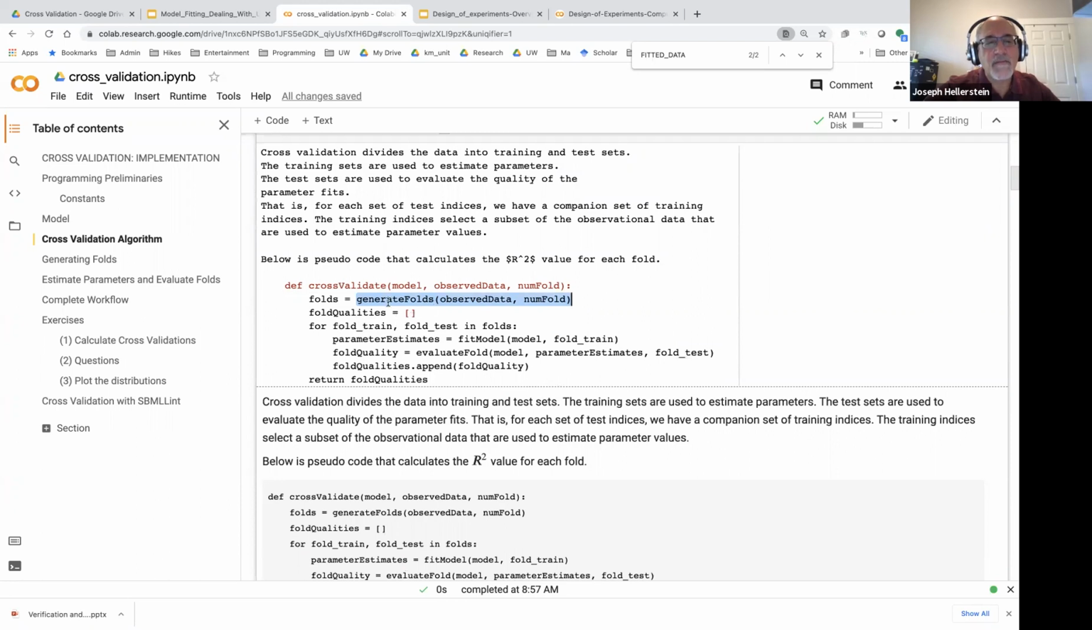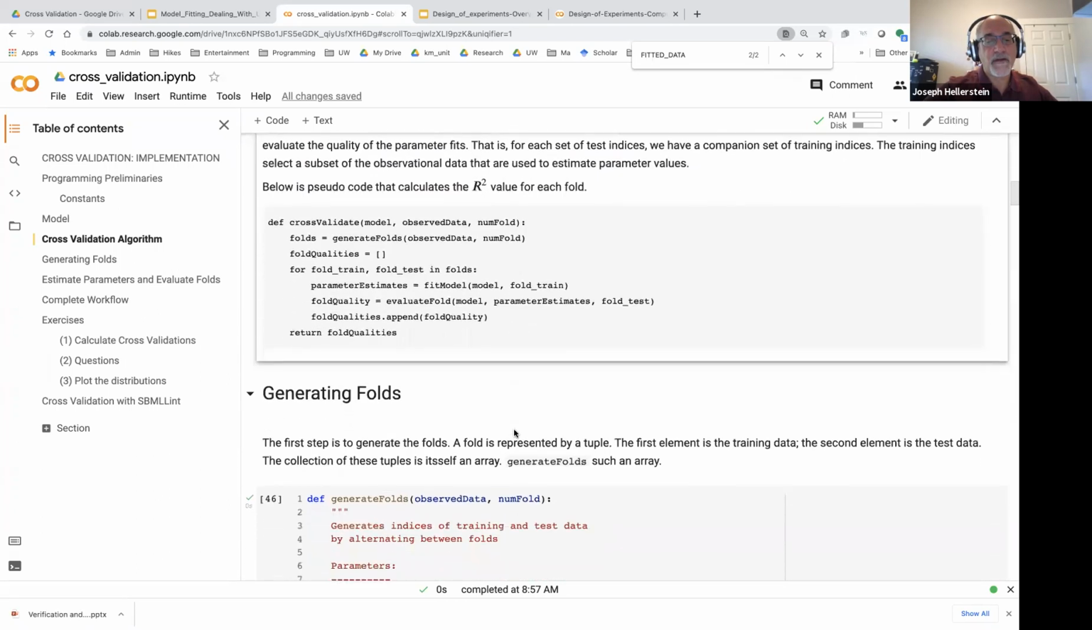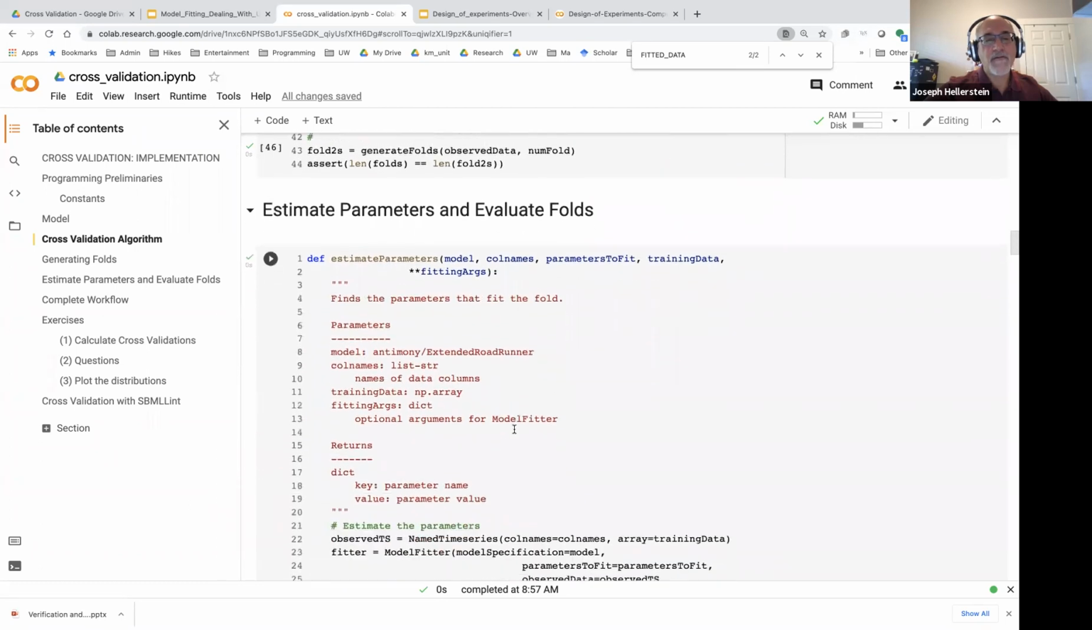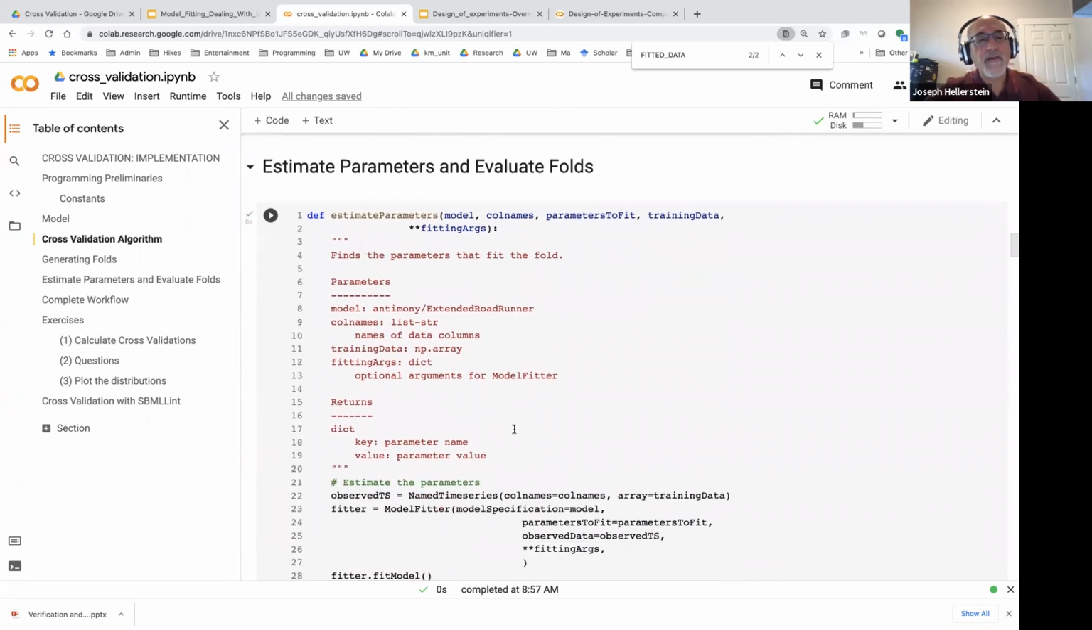And then what we're doing here is the iteration across the fold. A fold is a tuple consisting of an array of train and an array of test. So that gets pretty straightforward. Now we're on to this next one about the parameter estimates: estimating the parameters and evaluating folds. I guess I combined those together.